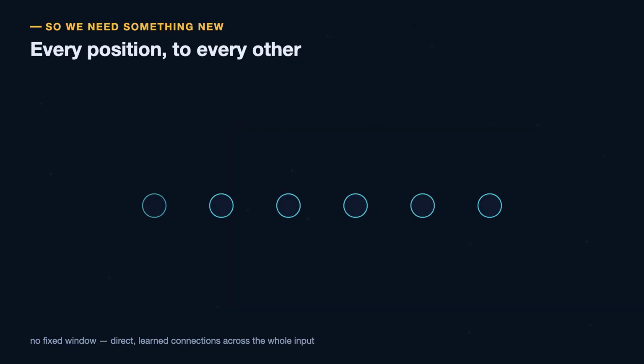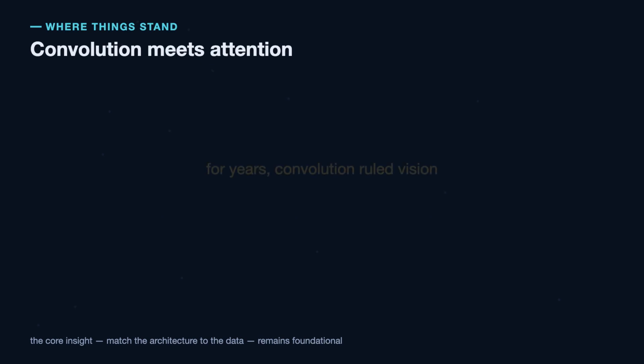So we need a different mechanism. One where every position can look directly at every other position. No fixed window, no waiting to travel up through layers. Instead, direct learned connections across the entire input all at once. That mechanism has a name, attention, and it is the heart of the finale.